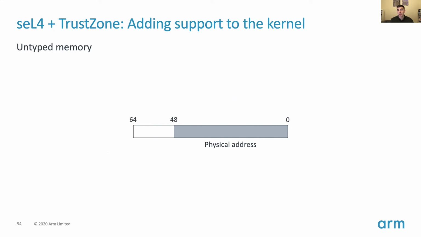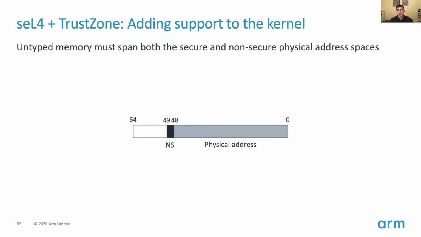Now I'll talk briefly about the extension that's required. This extension is AArch64 specific and will be necessary to run seL4 in the secure world in any useful way. Today, untyped memory has a physical address. On AArch64, physical addresses are actually limited to 48 bits, despite the fact that they're usually represented as 64-bit integers. In order to run seL4 with TrustZone, untyped memory must span both the secure and non-secure physical address spaces. That's actually quite easy, as we can just augment our physical addresses with the NS bit. This works both at the API level and within the kernel itself. We don't need to touch the API, just the kernel's internal memory map.